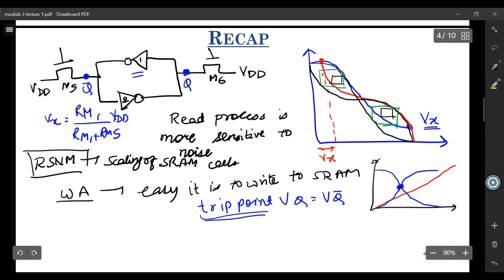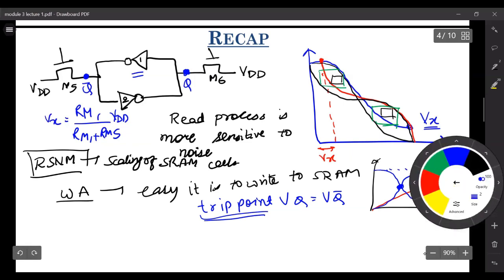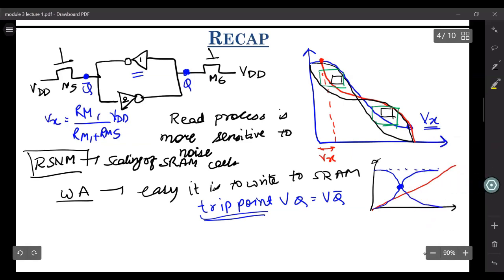And at the trip point, what we did was measure the difference between VDD and the value of VBL at that point. And that we named as writability. Okay. So with this, we also discussed the peripheral circuitries which are present. We discussed in brief about the sense amplifier.